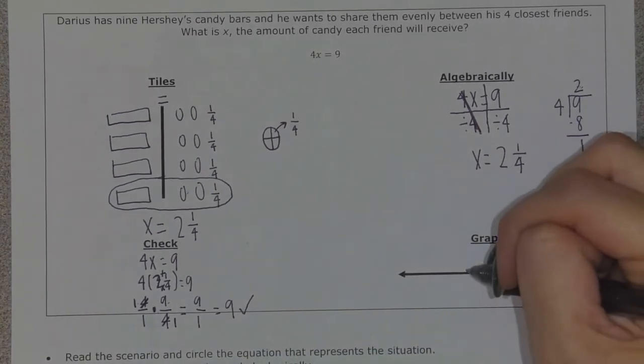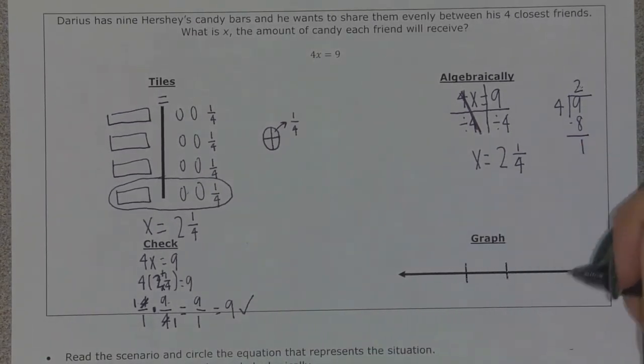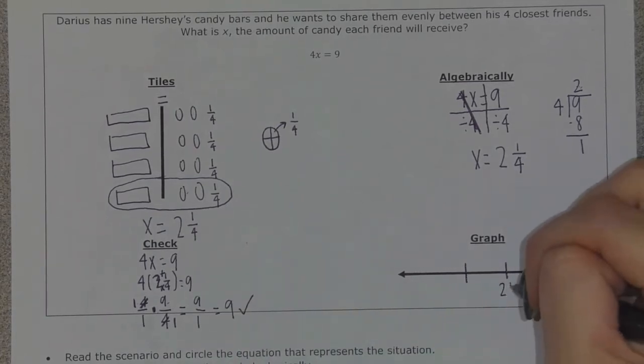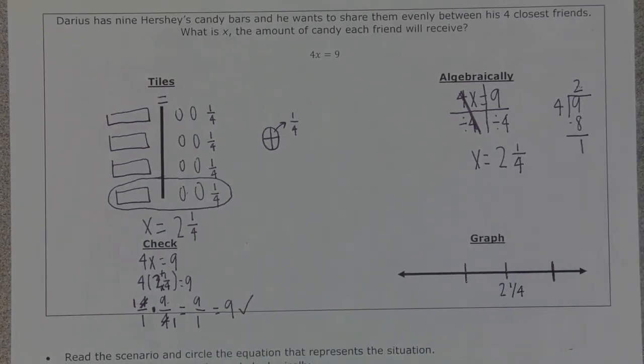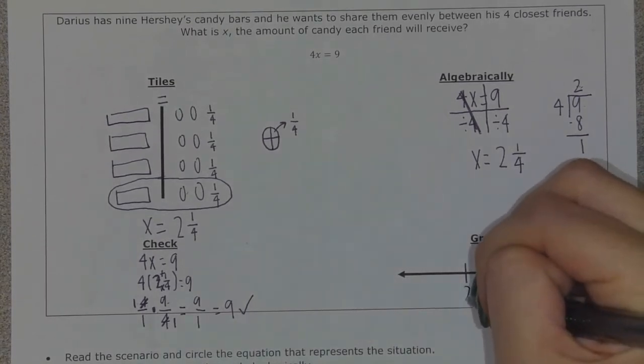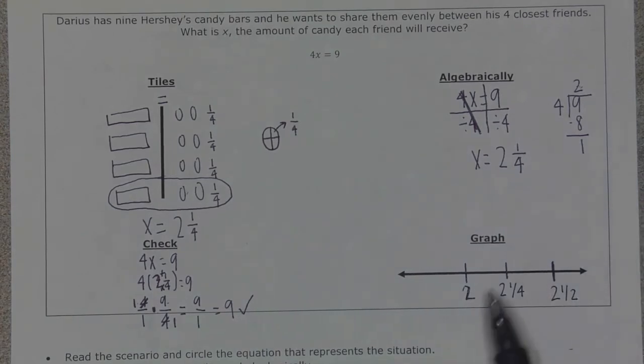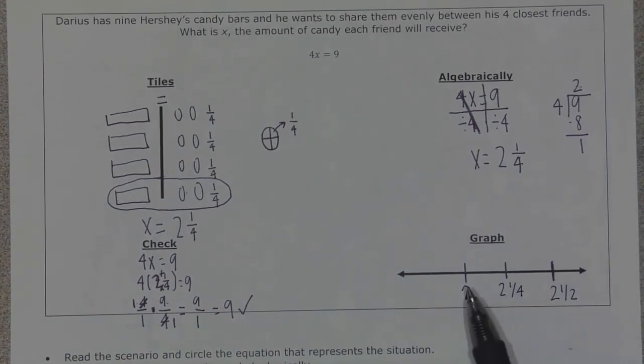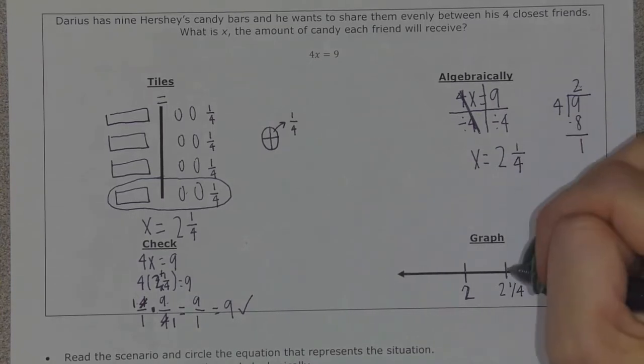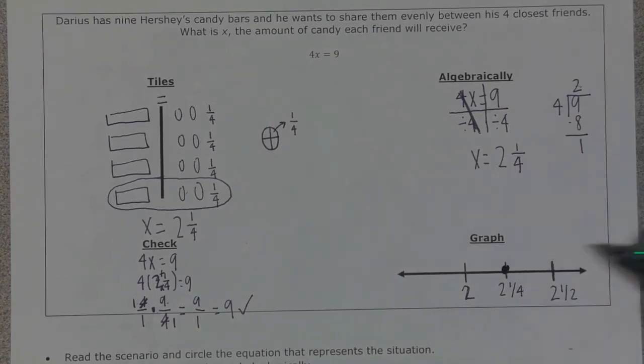Now my graph is going to look a little bit different because I have a fractional part here. So I'm going to set up 3 lines. I'm going to call the middle line 2 1/4. Now 2 1/4 is in the middle of 2 and 2 1/2. So when I have those fractional parts, I just have to make sure that there's something behind it and something in front of it. But I'm going to put my dot right there on 2 1/4.